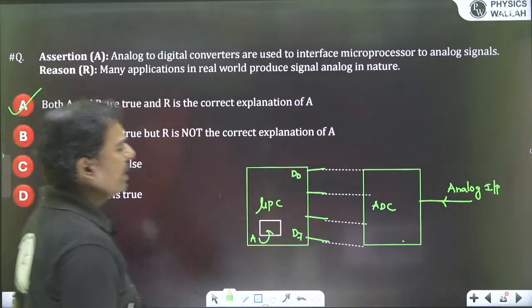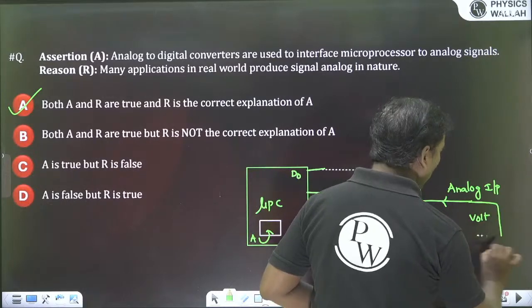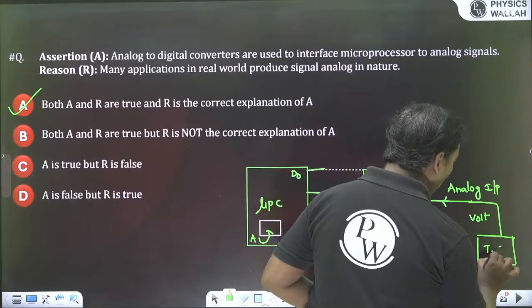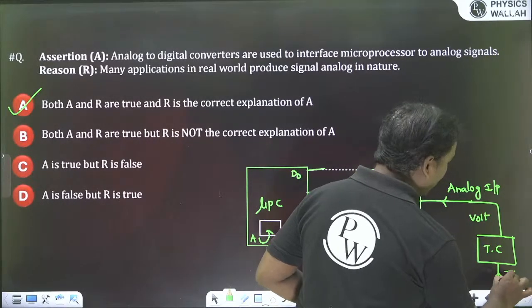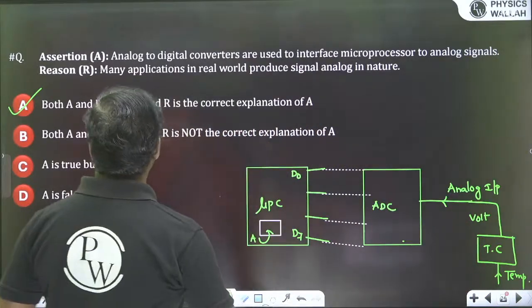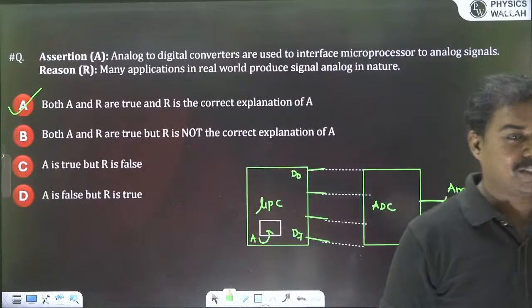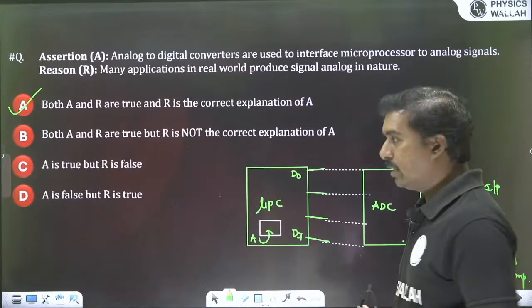That means many real world parameters like temperature signal, the voltage. Suppose this is connected to thermocouple. So what will the thermocouple do? Thermocouple will convert temperature to voltage. So both A and R are true, and R is a correct explanation. ऐसा questions भी हम IAS level में देख सकते हैं. Yes, Rahul Raj, assertion reasoning के लिए.